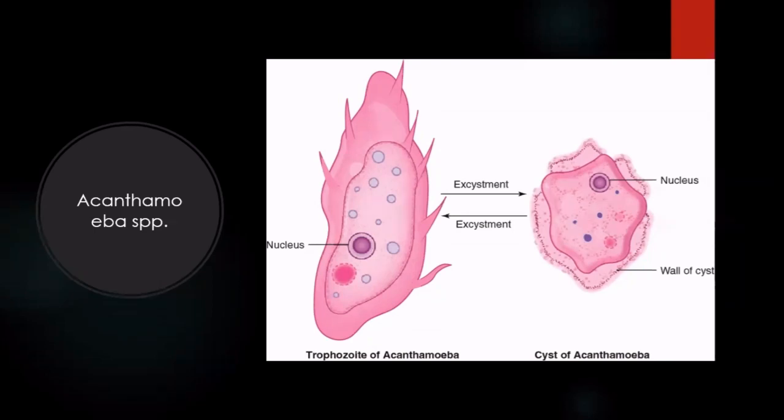Acanthamoeba, look at it carefully. You can see from its spikes, it has a spiky pseudopodia. That's the trophozoite form on the left side, and on the right side is the cyst form. So that's one major thing about Acanthamoeba species: they have a spiky form. So let's now move on to each member.